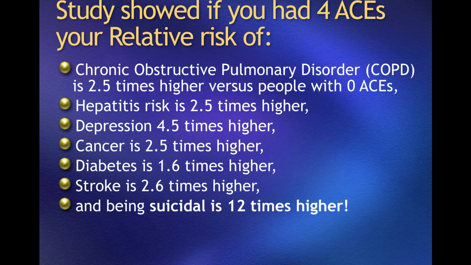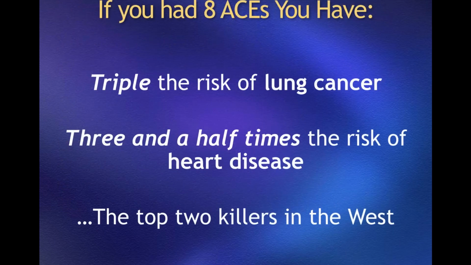If you had just 4 ACEs, your relative risk of things like chronic obstructive pulmonary disorder is 2.5 times higher than people with 0 ACEs. Hepatitis risk is 2.5 times higher. Depression 4.5 times higher. Cancer 2.5. Diabetes is 1.6. Stroke 2.6. Being suicidal 12 times higher. If you had 8 ACEs, you have triple the risk of lung cancer and 3.5 times the risk of heart disease, which are the top 2 killers in the West, just to give you some context.